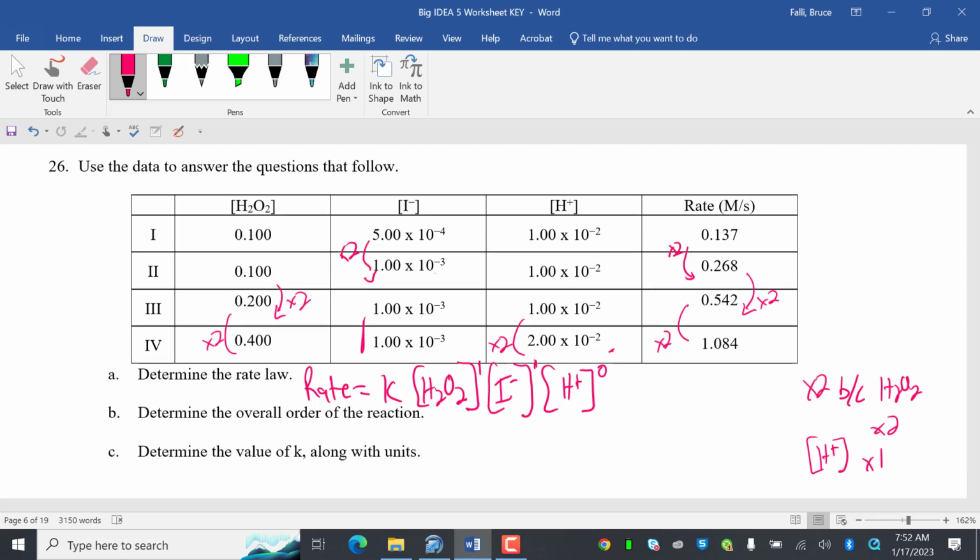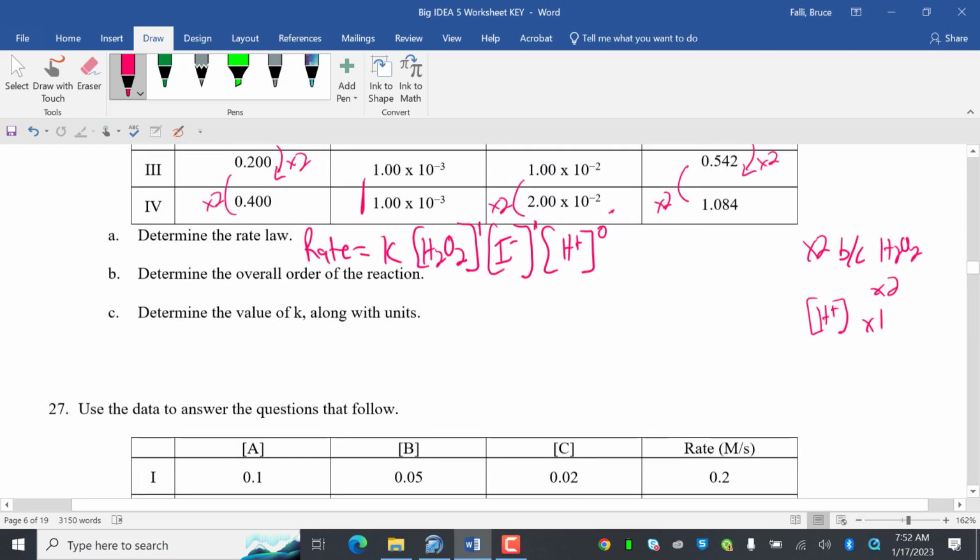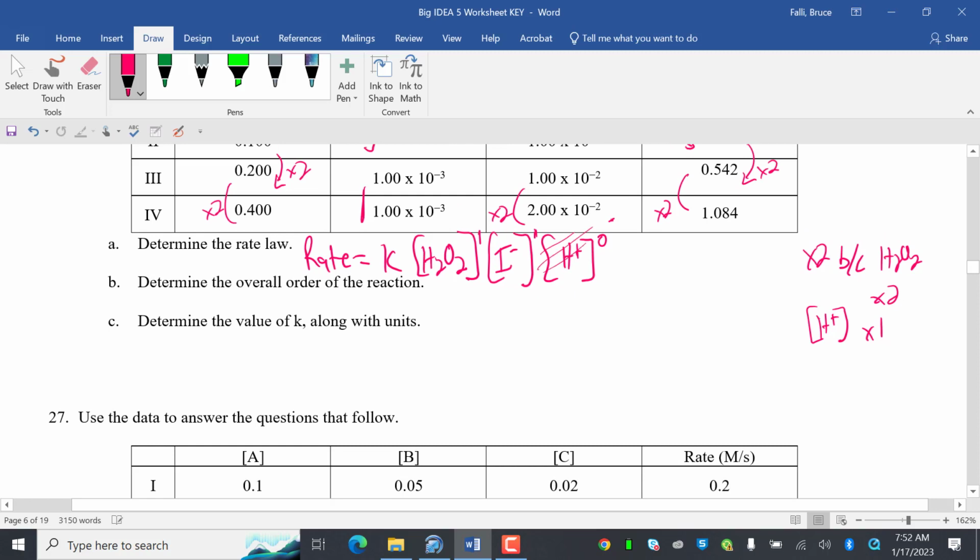And I would leave that out. So I would not write that. It's not wrong to leave it, but I don't like to. I think it's simpler if you don't. Okay. Determine the overall order of the reaction. 1 plus 1 is 2.